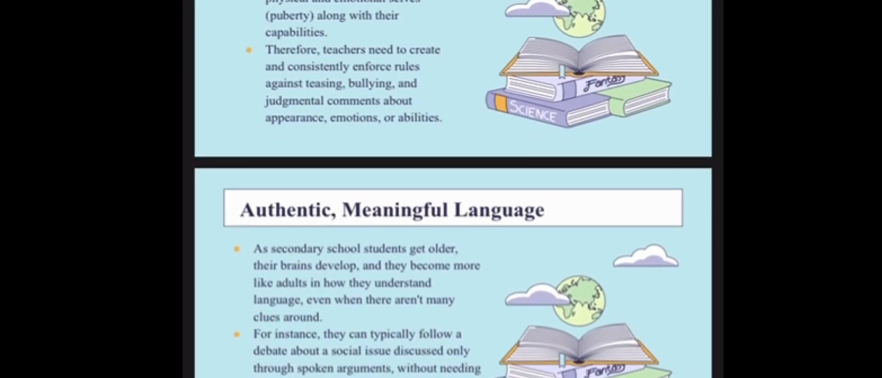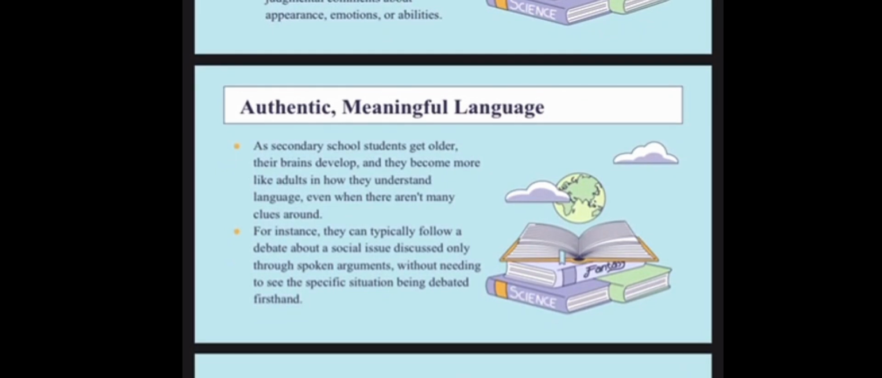Lastly, authentic, meaningful language. Teenagers can use language in ways similar to adults. They are capable of participating in debates or discussions without relying on visual aids. To summarize, children need lessons that are fun, sensory rich, and practical. Teenagers need guidance, independence, and emotional support. Adults need lessons that are respectful, relevant, and connected to real-life situations.